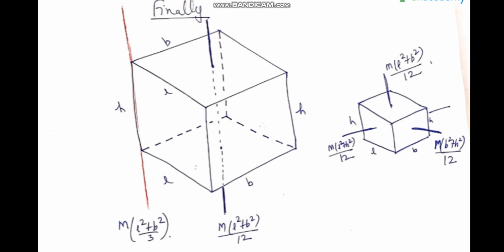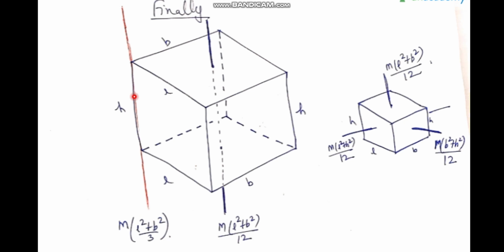Suppose this is L, B and H, and I talk about the moment of inertia about this axis. It will not depend on H. So I look at this rectangular plate L B, and the moment of inertia about this axis is mL square by 3 plus mb square by 3, as derived earlier. So for this box also, about this axis, the moment of inertia will be mL square by 3 plus mb square by 3.